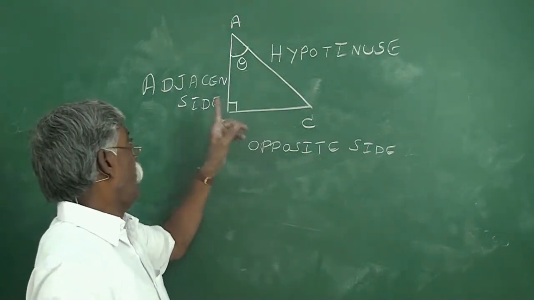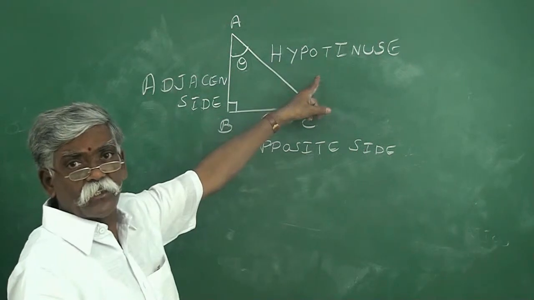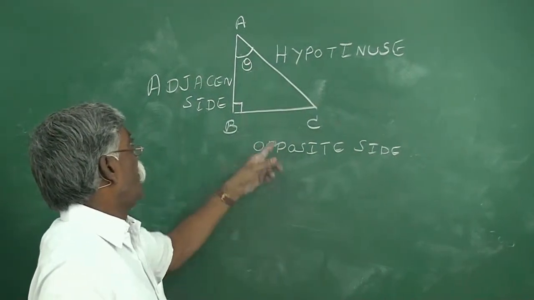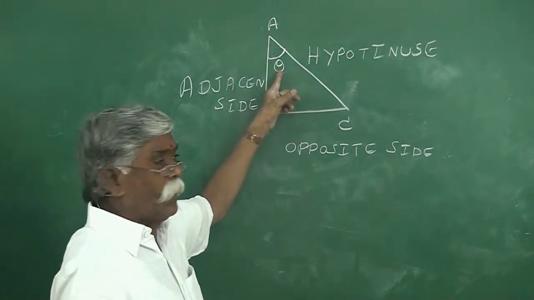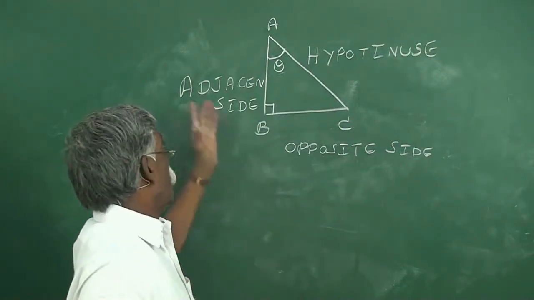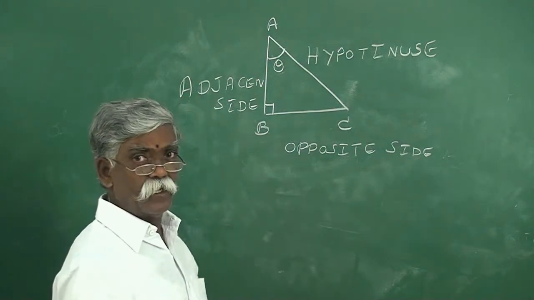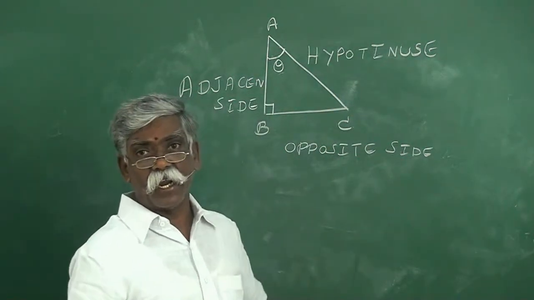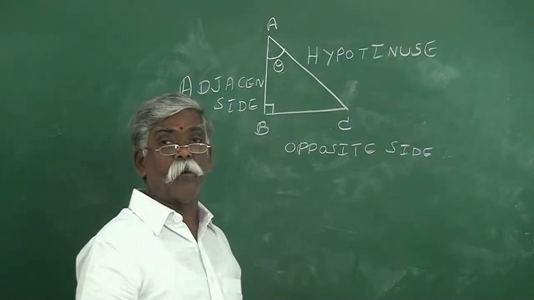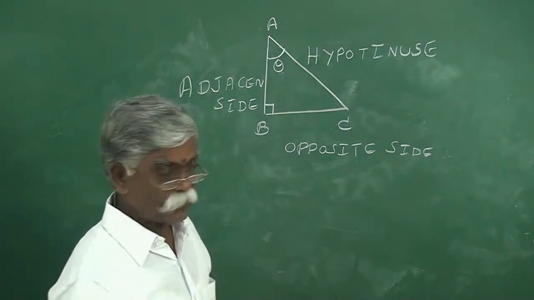So in a right angle triangle, the side opposite to the right angle is hypotenuse, and the side opposite to the selected acute angle is called opposite side, and the remaining one is adjacent side, and the ratio between any two sides of this right angle triangle is a trigonometrical ratio.